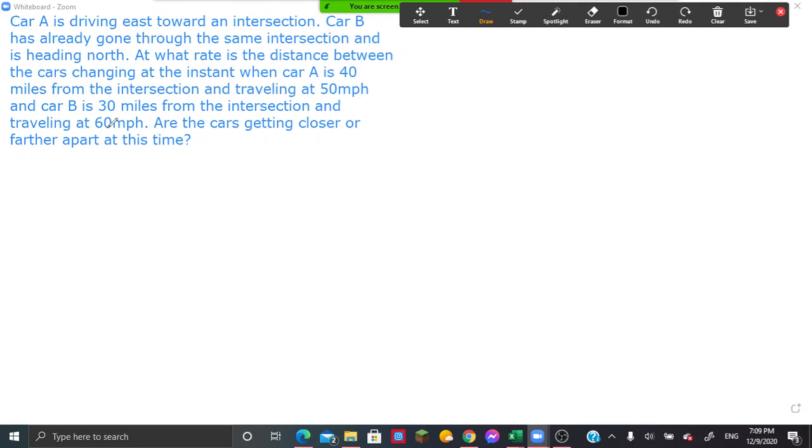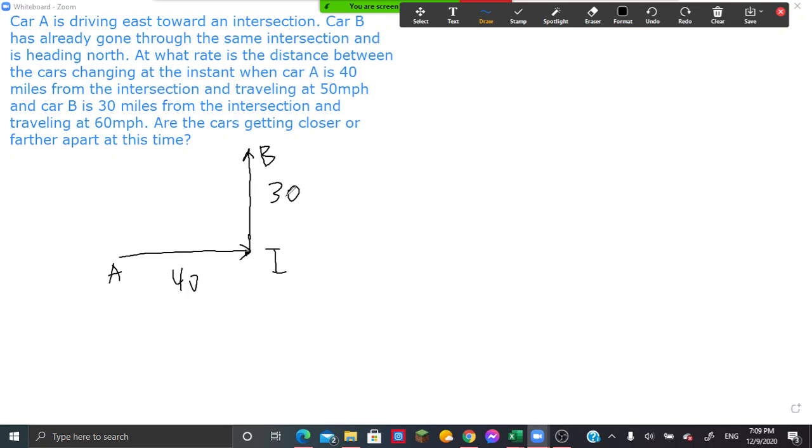The question the student brought to us has a car A driving east toward an intersection and car B, which has already gone through the intersection heading north. We want to know at what rate the distance between the cars is changing at the instant when car A is 40 miles from the intersection, traveling at 50 miles per hour, and car B is 30 miles from the intersection and traveling at 60 miles per hour.